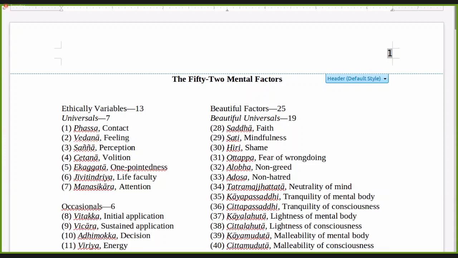So we finished Phassa, Chetana, Ekagata, Jivitindriya, and Manasikara. And today we go to Vitaka and Vichara. Vitaka puts your mind onto the object. Vitaka is also one of the jhana factors. It directs your mind onto the object, and its function is to strike at the object.